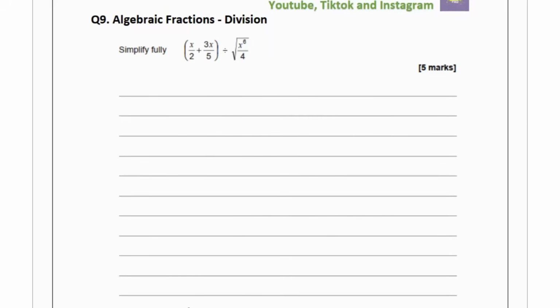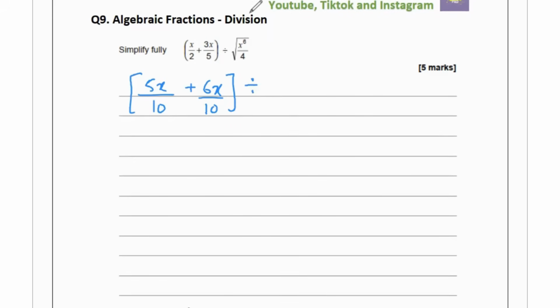We make the denominator the same. So we times the first fraction by 5, so 5x over 10, and the second fraction by 2, so 6x over 10. Both the numerator and denominator will always be multiplied by the number, not just the denominator.